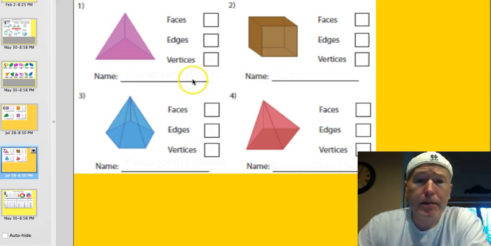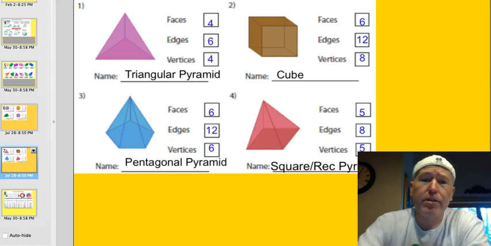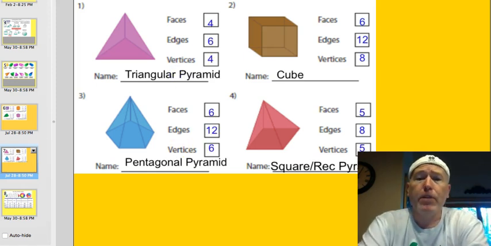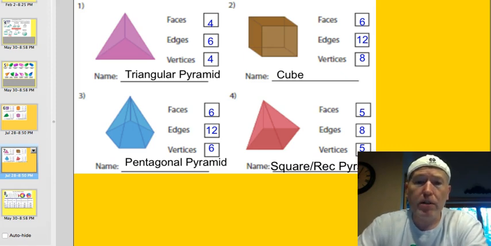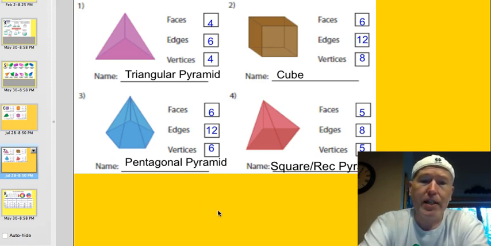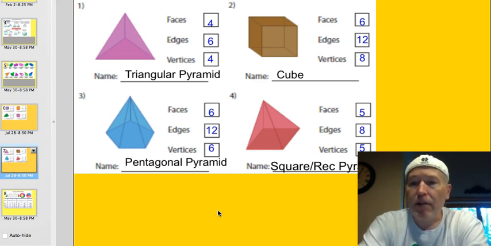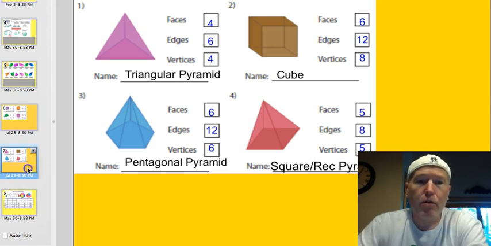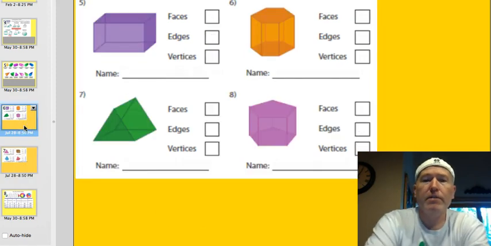Hey, I'm back. Let me click here. I think I should get your answers. For that first one, the triangular pyramid, we got 4, 6, 4. We'll always be talking faces, edges, and vertices. Number 2, the cube, 6, 12, and 8. We've already talked about. The pentagonal prism, 6, 12, and 6. And the square or rectangular pyramid, 5, 8, and 5. All right, 4 more. Why don't you give these ones here a shot?